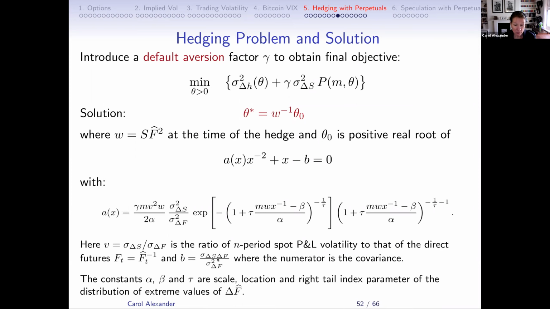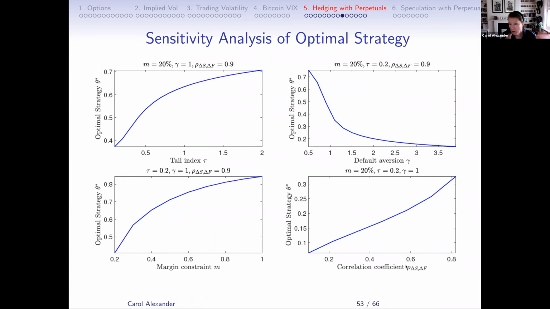And then this b in the numerator is just like the ordinary beta hedge ratio, the covariance divided by the variance. And these constants, alpha, beta, and tau, are the scale, location, and the right tail index. Because of the way we've formulated the hedging problem, we're looking at the right tail index rather than the left tail index parameter of the distribution of the extreme values. So we have to estimate these parameters somehow, and the most important one will be the tau, the tail index.